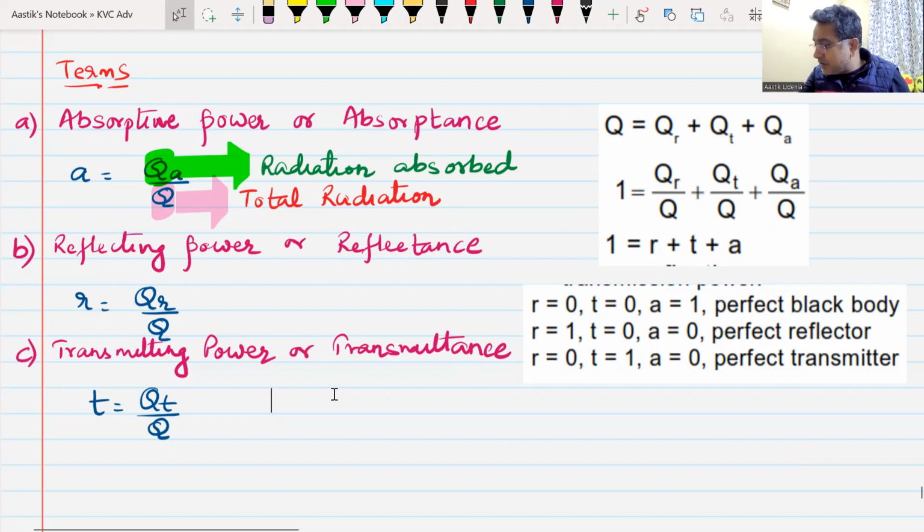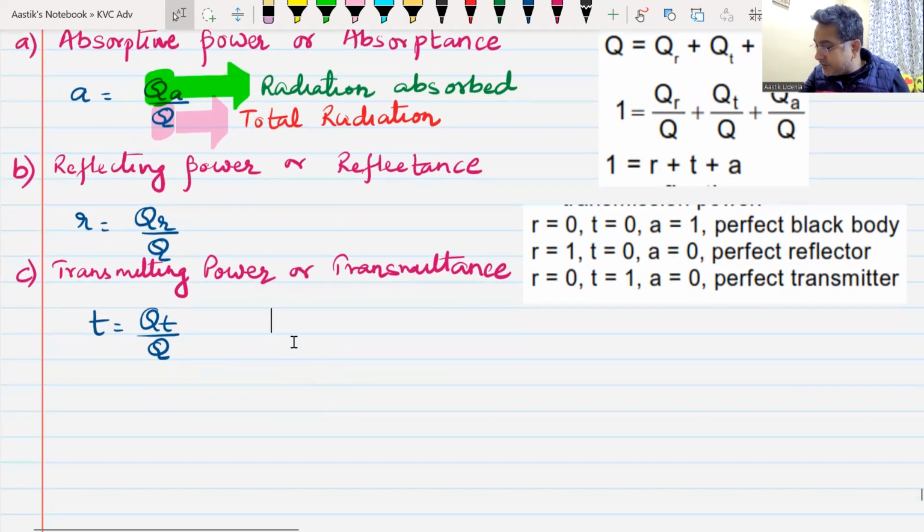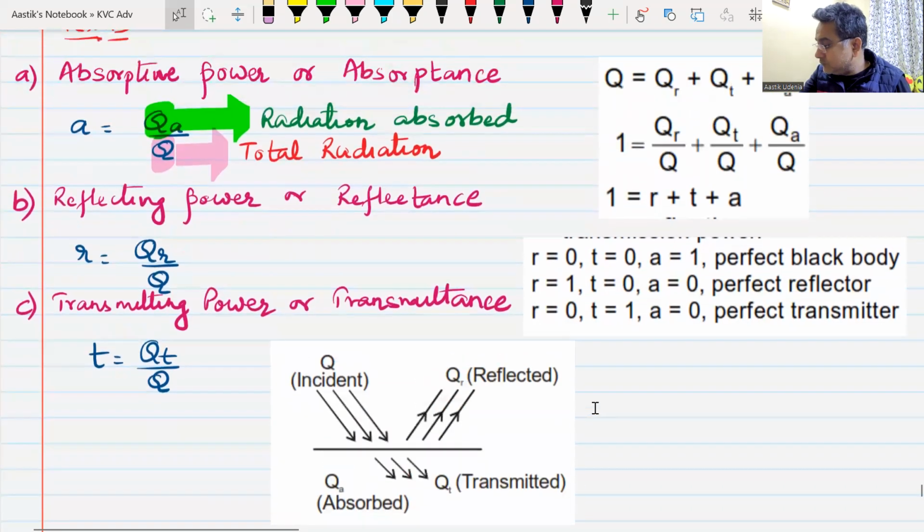And one more diagram I can draw here. This is the diagram of the total energy which is falling. Do we understand this? Yes, sir. Energy is falling, incident; some part of it is reflected, some part of it is transmitted, the rest of it is absorbed. Yes or no? Yes, sir. I'll give you now 2 minutes to note it down.